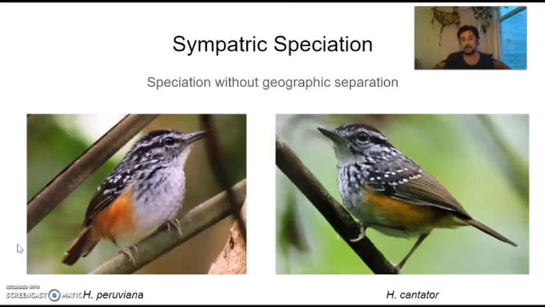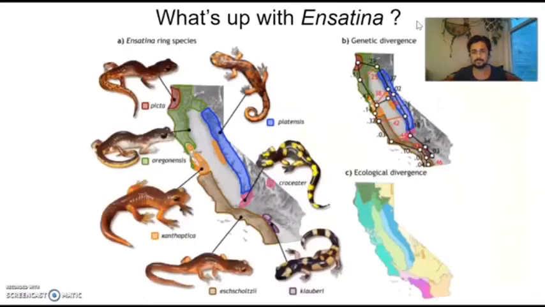They can co-occur very close to each other. So you could have Hypocnemis peruviana on one side of a trail, and then on the other side of the trail you could have Hypocnemis cantator. They can occur that close, but they have those prezygotic barriers in place, which is in this case the selection abilities and the hearing abilities of the females in the population.